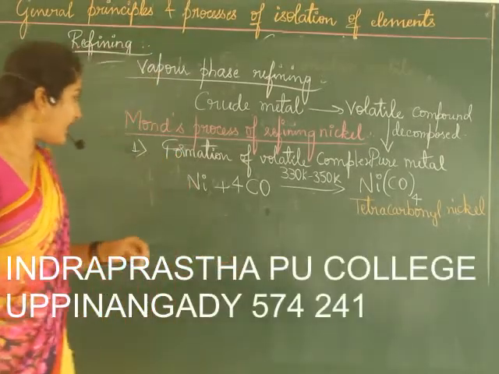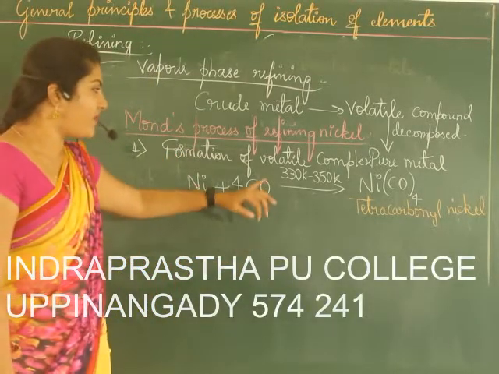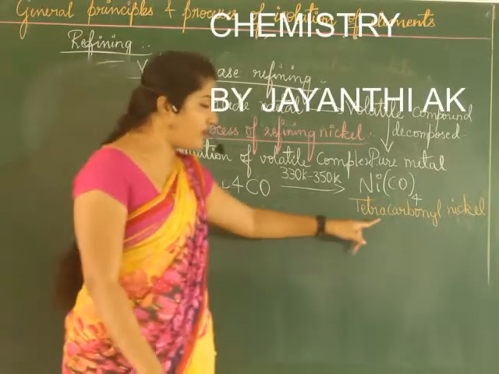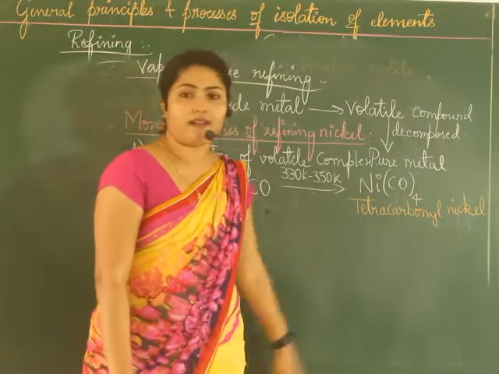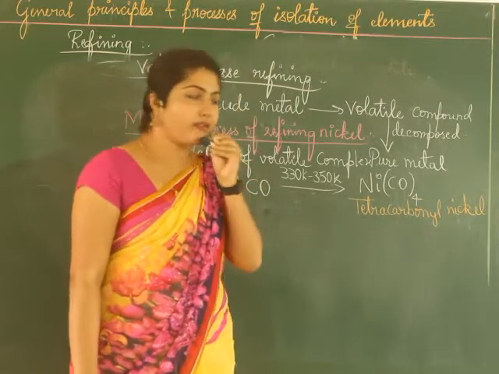Okay, we shall see here. So first, what happens? Formation of a volatile complex. Which is the volatile complex formed? Nickel tetracarbonyl is the volatile complex formed here.